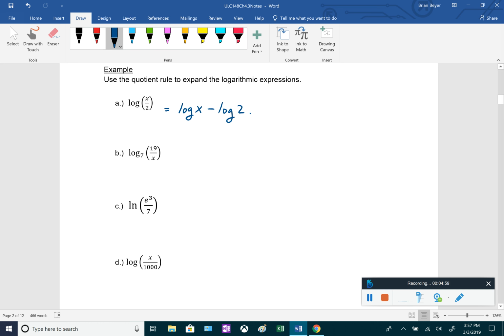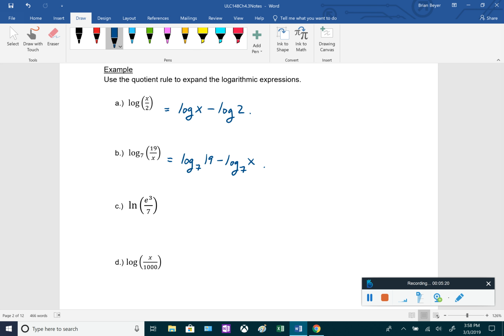And that's a base 10. Doesn't really matter in this case, but that's base 10 since it's not written. Next one, log base 7 of 19 over x. That's going to be log base 7 of the numerator minus log base 7 of the denominator. So log base 7 of 19 minus log base 7 of x.